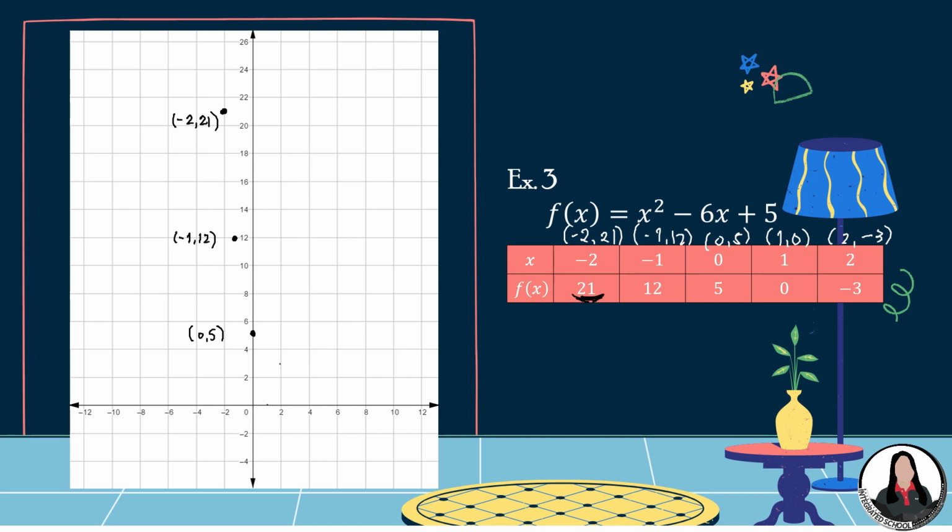Okay, next we have 1, 0. So, 1, 0 lies at the x-axis. So, that is 1, 0. And then, 2, negative 3. This is plotted here. So, we have 2, negative 3. So, meron tayong 5 points. Okay? So, ang pinakamababang point is 1, 0. So, therefore, that is the vertex natin. So, let me trace again a parabola through these plotted points.